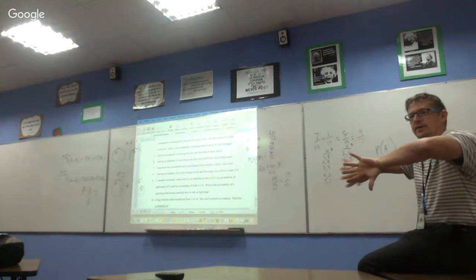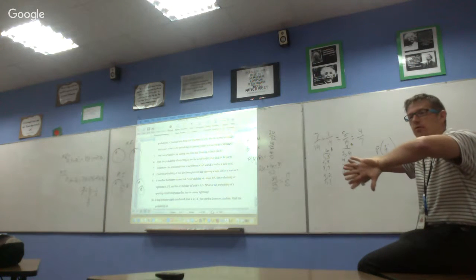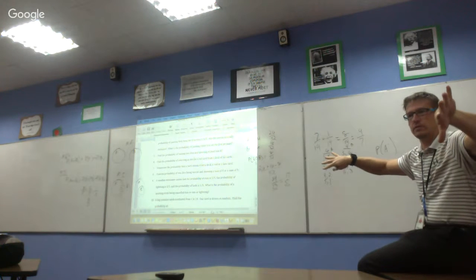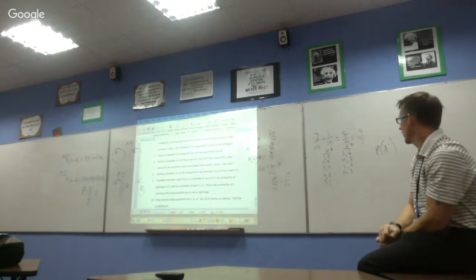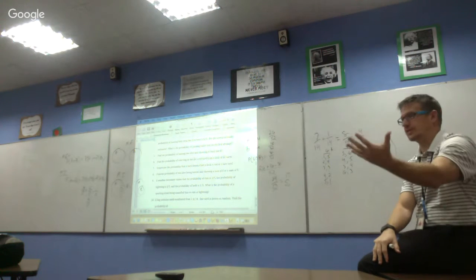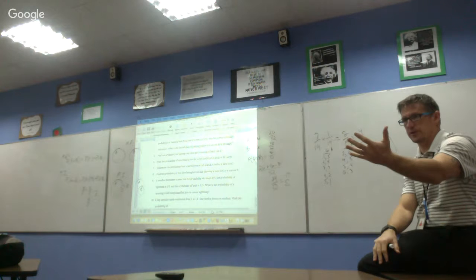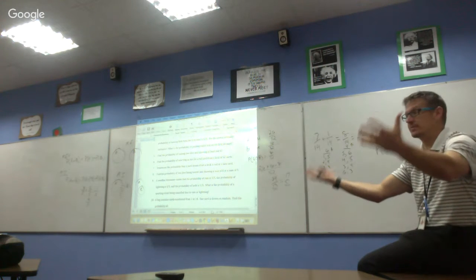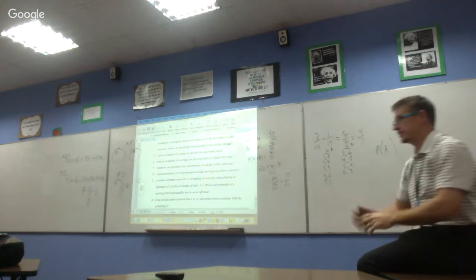Do they depend on each other? No, they are independent. And what do we do with independent probabilities? Multiply. Okay, so there are 6 different possibilities for the first one to land on. There are 6 different possibilities for the second one to land on. 6 times 6 is 36.